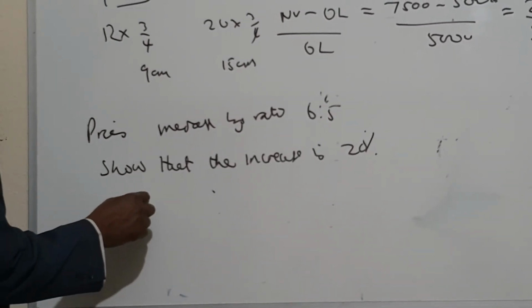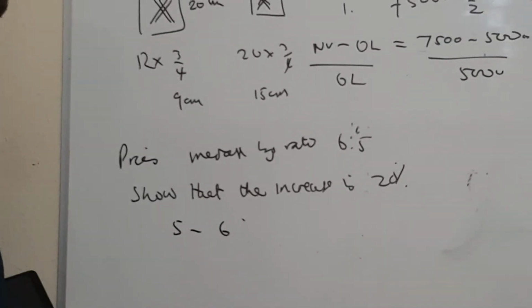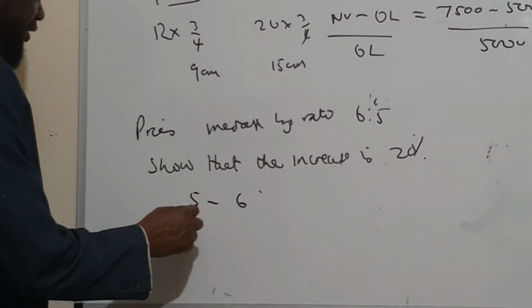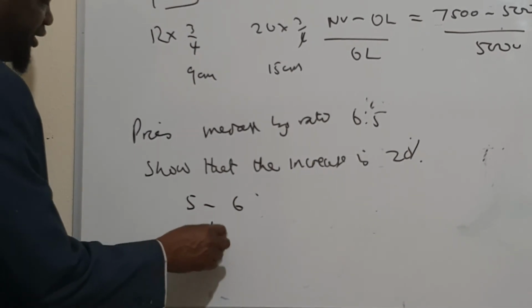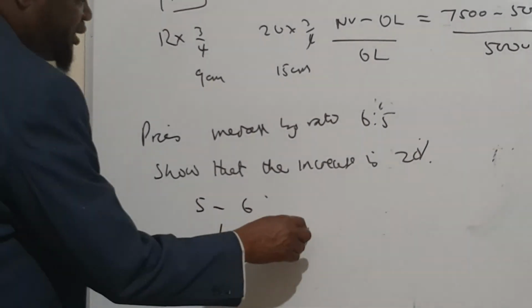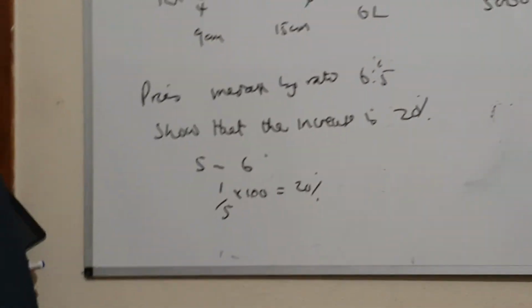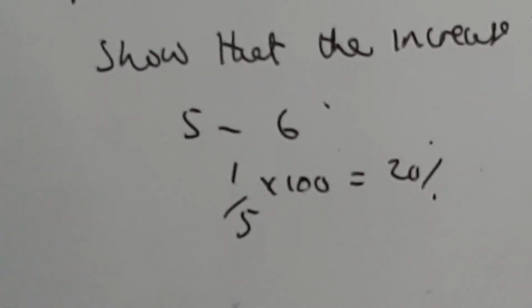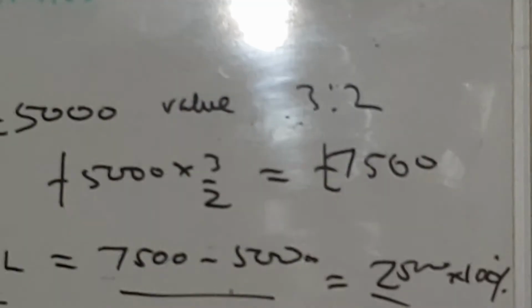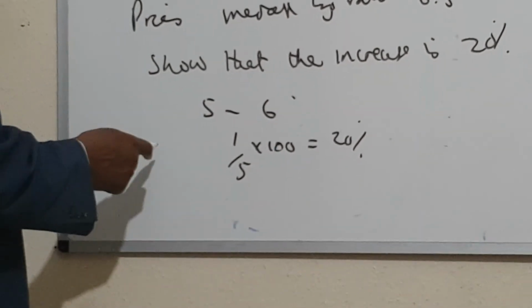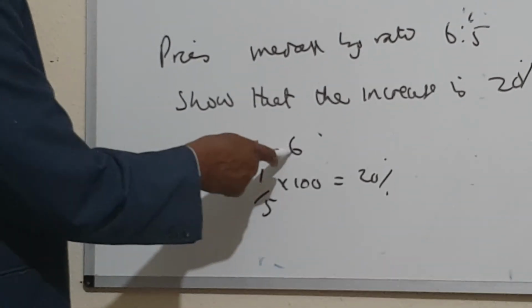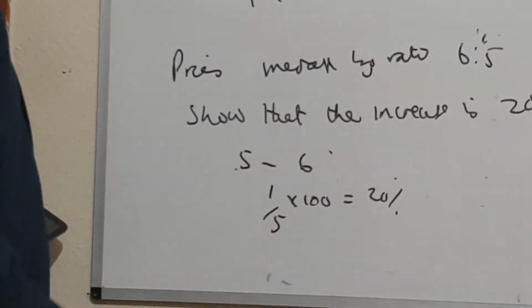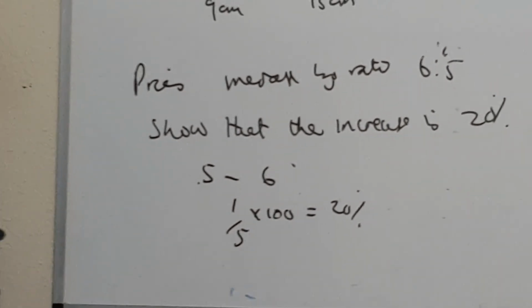Meaning, it was 5, it went to 6. So the increase is 1/5, and 1/5 times 100 is 20%. You don't understand that question? Look, when we do a ratio, what do we do? We divide 3 by 2. That means the ratio increased from 2 to 3. So this increased from 5 to 6. Oh, yeah, I understand that. Okay, that's what it means.